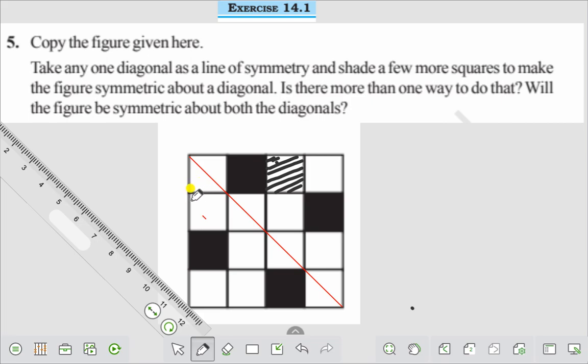right? And we're shading this square also. Here see, if we shade this square, this one, and we are shading this square also, right? Here you see, we have shaded this square, this square, this square, and this square. Now you see, if we draw this diagonal, this figure is symmetric to this figure, right? Is there one more way to do that?